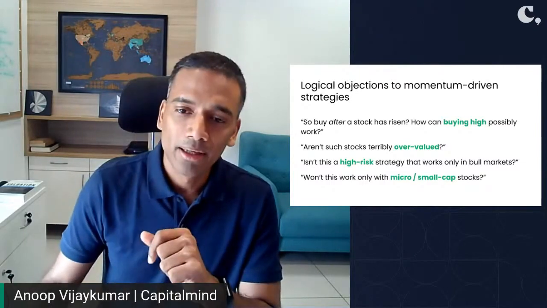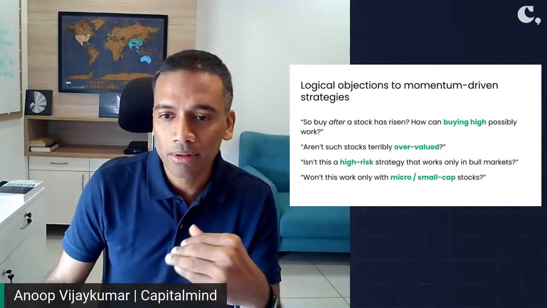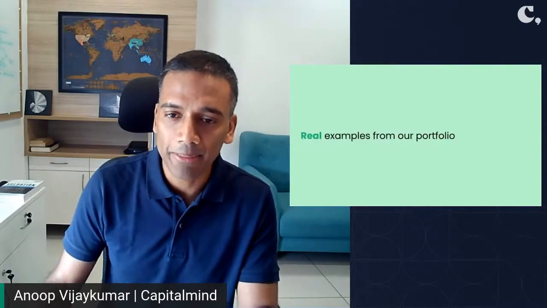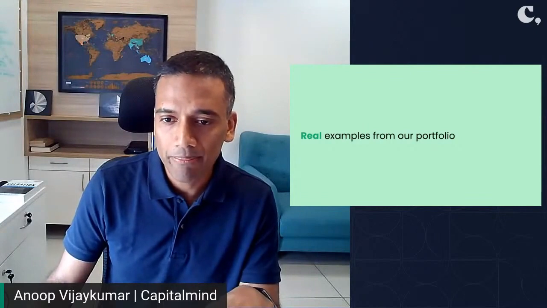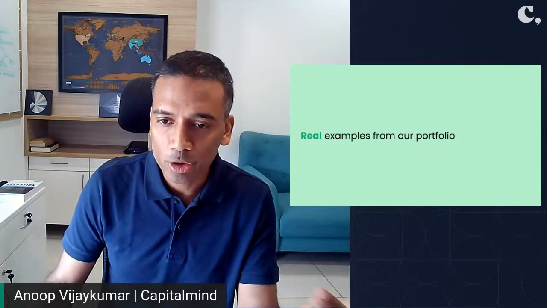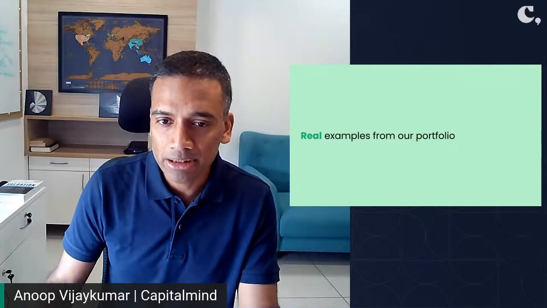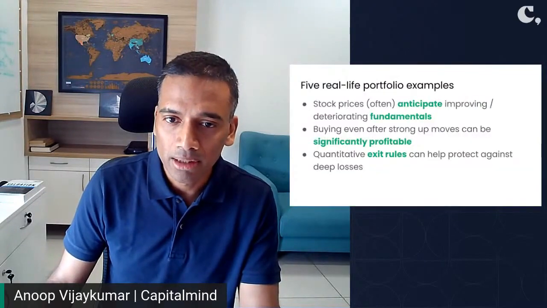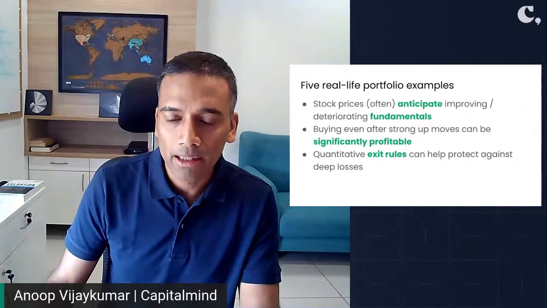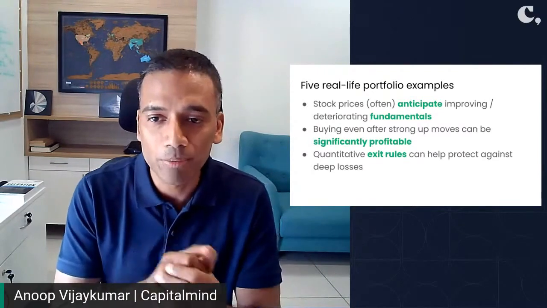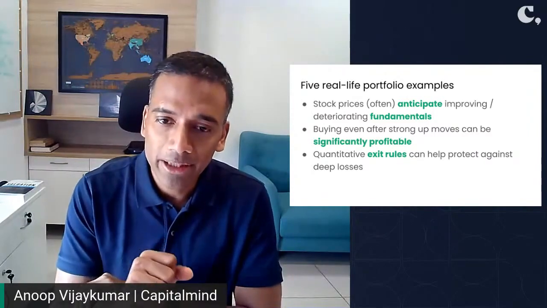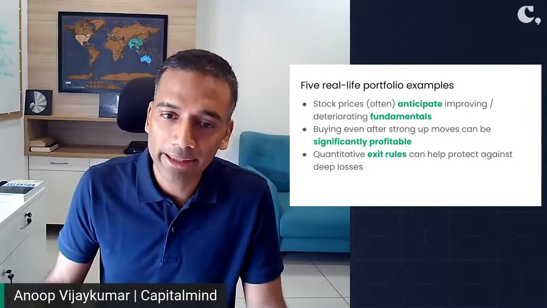We'll address them a little bit, or partially at least, by using some real examples from the Capitalmind portfolio. We'll talk about stocks that have been in the portfolio over the last couple of years or so at different points in time. Each one represents a different starting situation. These portfolio examples are meant to show how stock prices anticipate improving or deteriorating fundamentals, that buying even after strong up moves can be significantly profitable, and that having specific quantitative exit rules can help protect against deep losses.